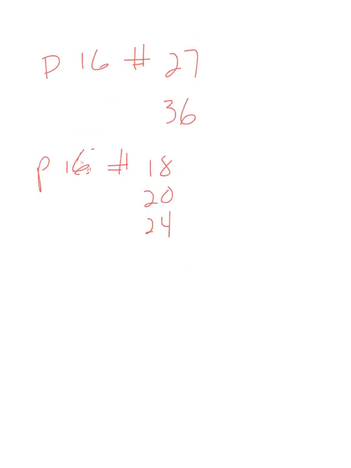These are some problems that are in your book. On page 16, numbers 27 and 36 are fraction and decimal busting. And then 18, 20, and 24 are just the regular old multi-step. Give them a shot, see how you do.